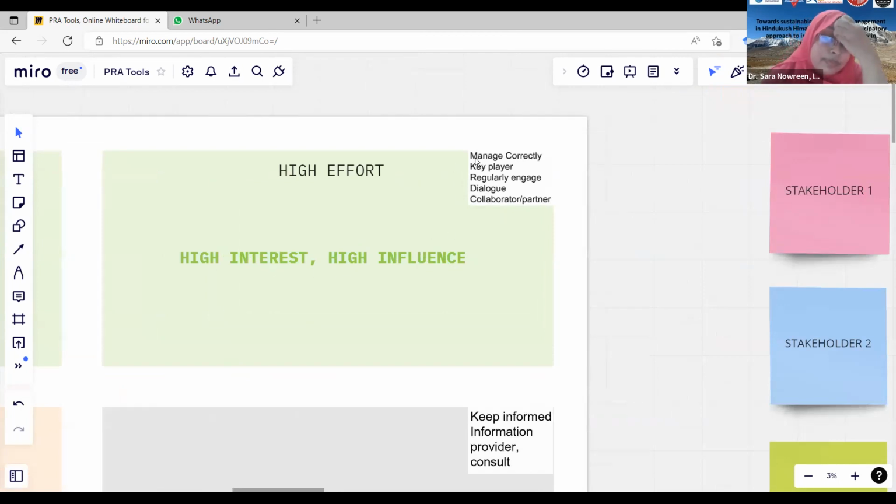For example, this stakeholder manages everything so correctly. He is the key player of this particular problem. The way I am saying that for deforestation, the forest department will be the key player, because whatever he does will have a direct influence on forestation. So that's how.